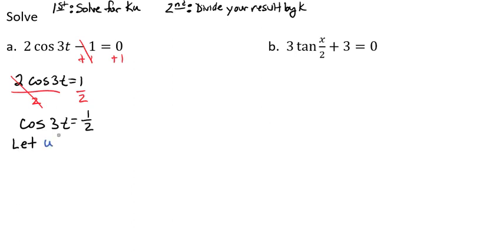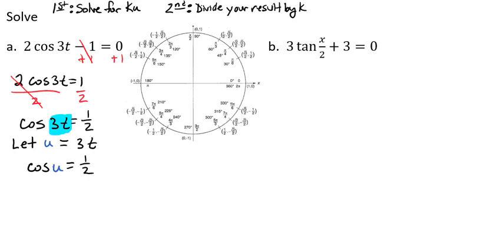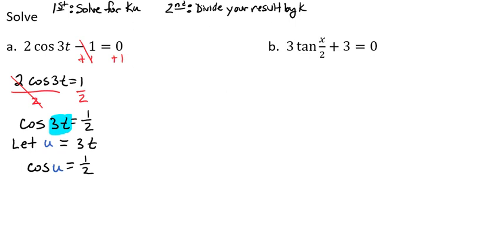So we're going to let u equal, not the cosine of 3t, but specifically 3t, which is a little bit different than what we've been doing recently. So from here, if we write this, we have the cosine of u equals 1/2. If we look at our unit circle, we see that the x value is 1/2 here at pi over 3, and then again here at 5 pi over 3. And so we're going to use those answers. So u equals pi over 3 and u equals 5 pi over 3.